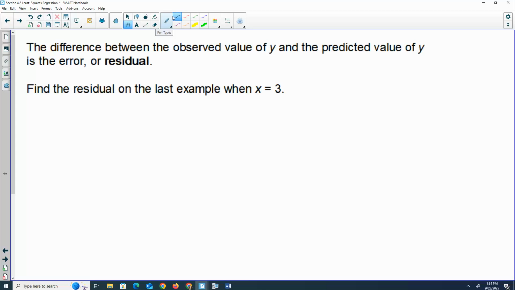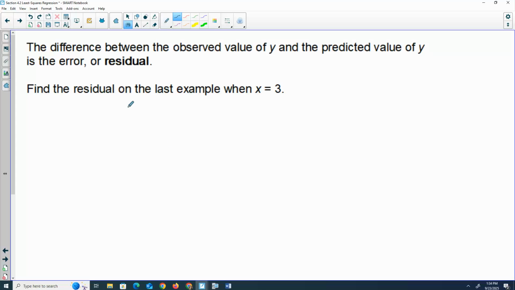You guys have your formula sheets where we keep going for everything. We are in chapter 4 now, and it's the first bullet on the second column. Observed y minus the predicted y gives us our residual.